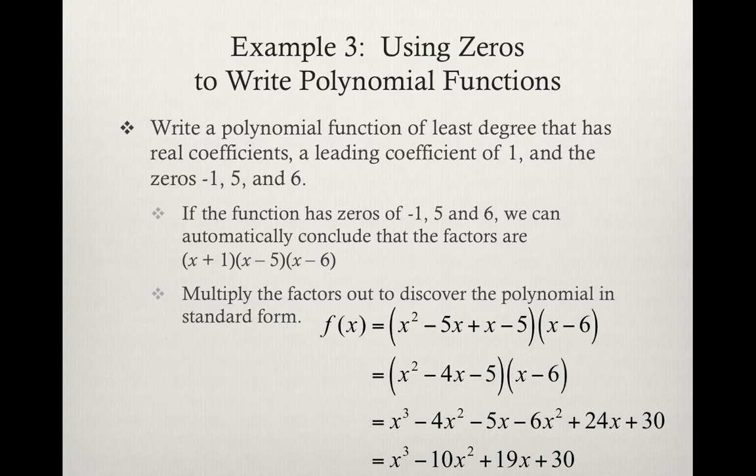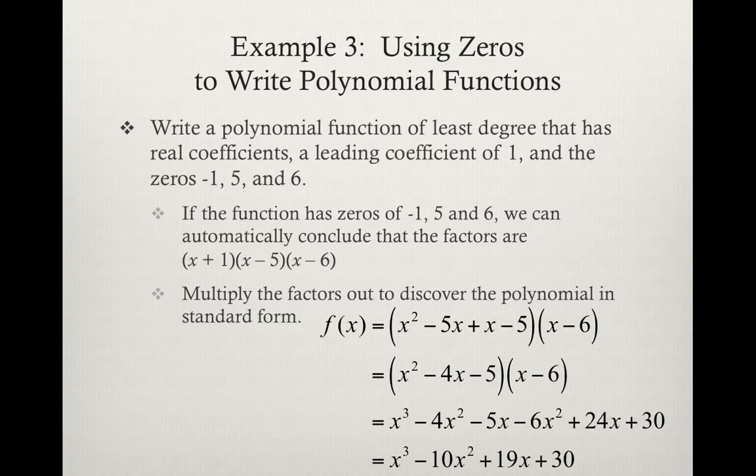So if I take x plus 1 times x minus 5 first, that ends up giving me x squared minus 4x minus 5. And then I can take that times the x minus 6. And I ultimately end up with x cubed minus 10x squared plus 19x plus 30.